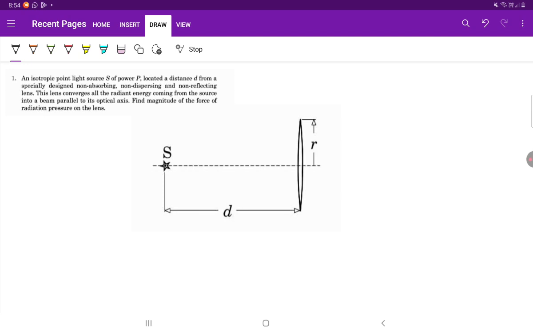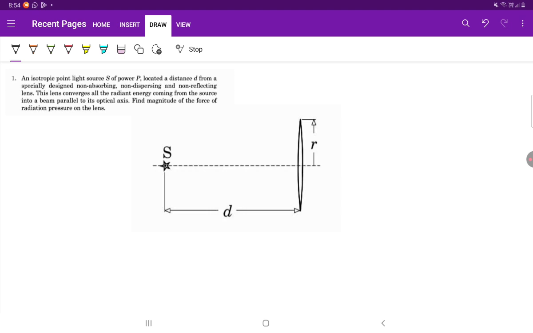Today we'll be discussing a problem from Pathfinder Check Your Understanding, question number 1, from the chapter of Modern Physics. This question is based on the concept of radiation pressure and force due to radiation. Okay, so let's get started.